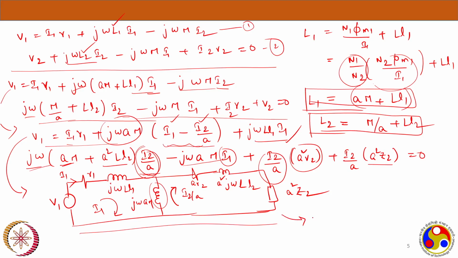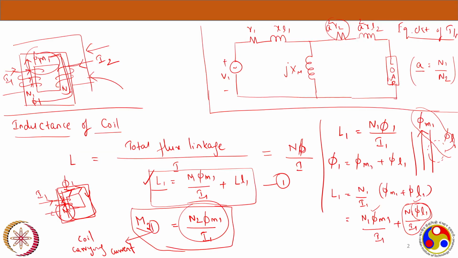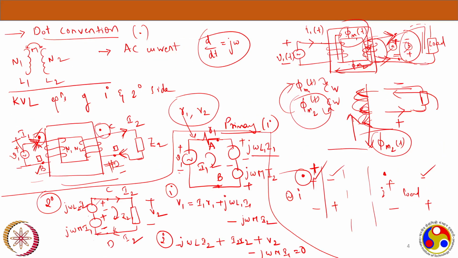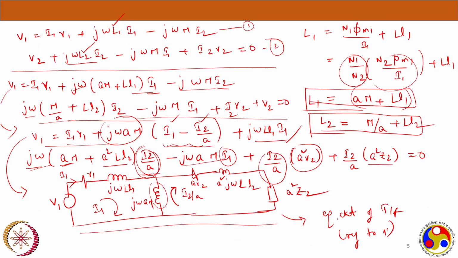Of course, everything we are seeing from the primary side. Now this is nothing but the equivalent circuit of the transformer referred to the primary. Isn't this the same circuit we started with? Let's go back to the first slide of today's discussion. There is a voltage source, R1, XL1, which we call the leakage reactance, and there is a magnetizing branch jXM. Now it is j omega aM, and there is a secondary side a squared R2, a squared XL2, here it is a squared omega LL2, and the load which is a squared Z2. So we have arrived at the equivalent circuit.